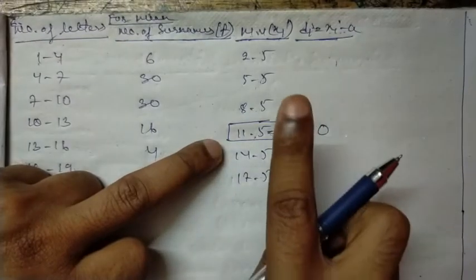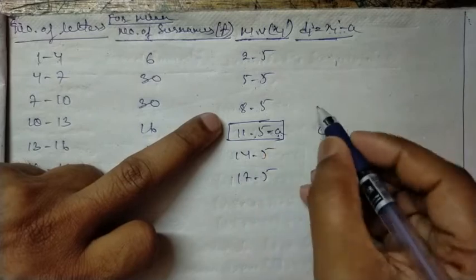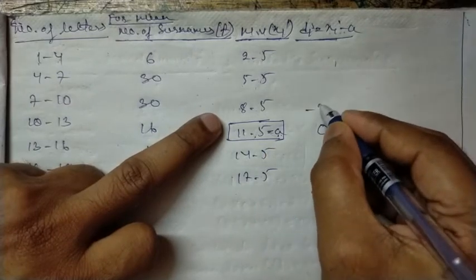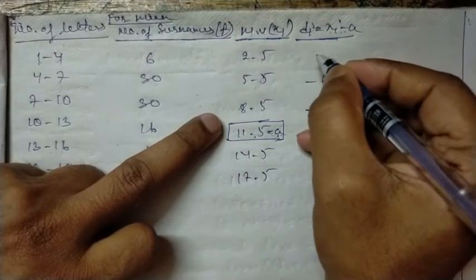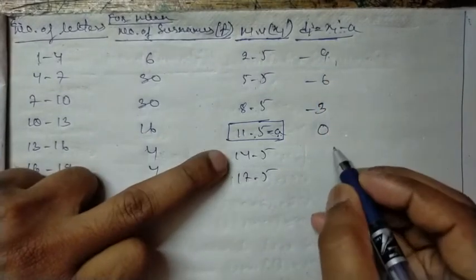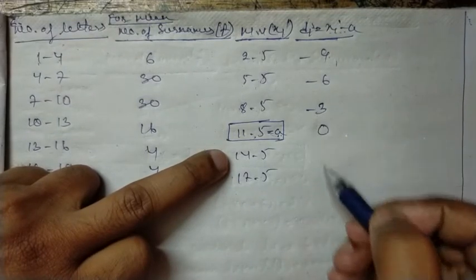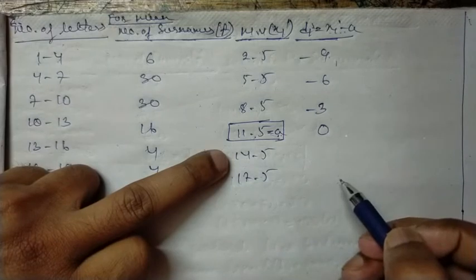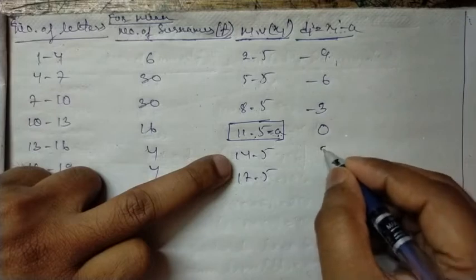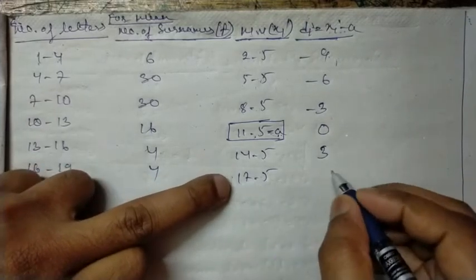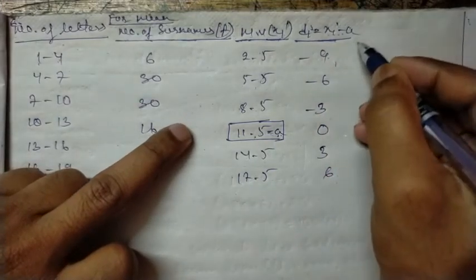And we know the difference is what? 3. So if we go up, we'll get here minus 3. Again I will get minus 6 and I will get here minus 9. Okay. Upside, if you move to the upside, you will get negative. If you move to the downside, you will get positive value. Now here positive 3, and here positive 6. Okay, if you keep on subtracting, you will get the rest.